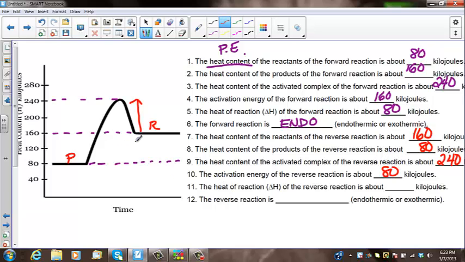And the heat of reaction, my product line and my reactant line didn't change, so the value is going to be the same, but products 80 minus reactants 160 is going to give me a negative 80. So you can see how here was for the forward reaction delta H, here's for the reverse. The magnitude is the same, but the sign is opposite. And we're going downhill now, so this is exo.